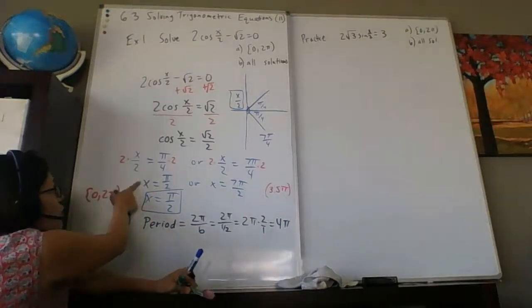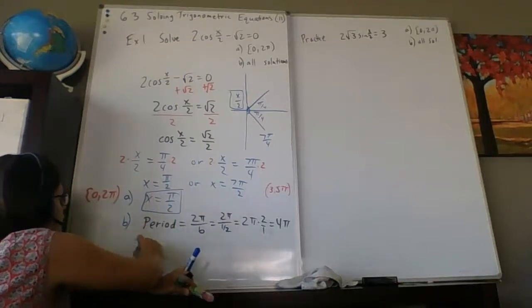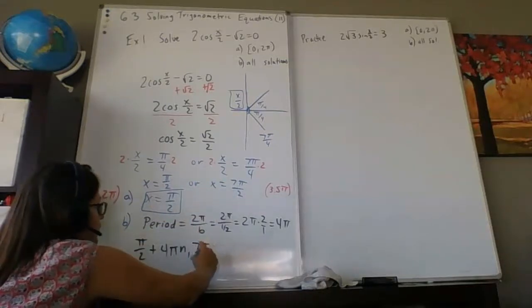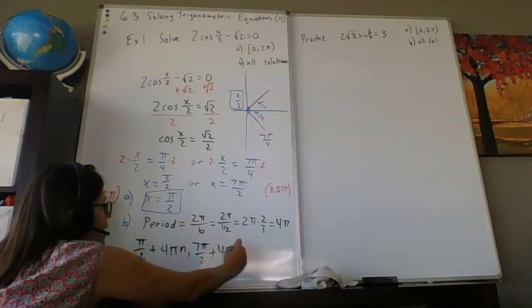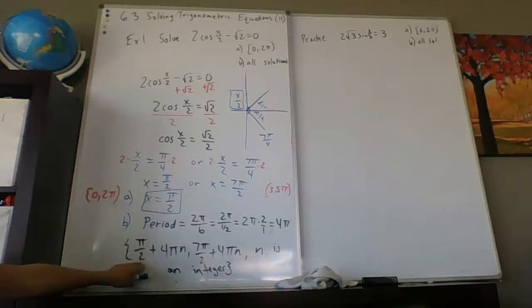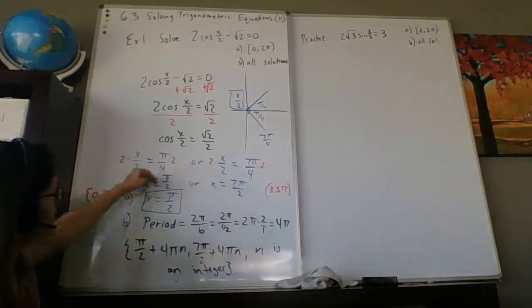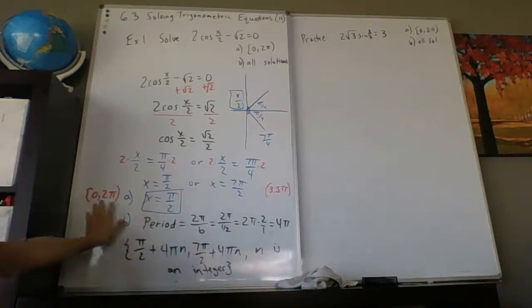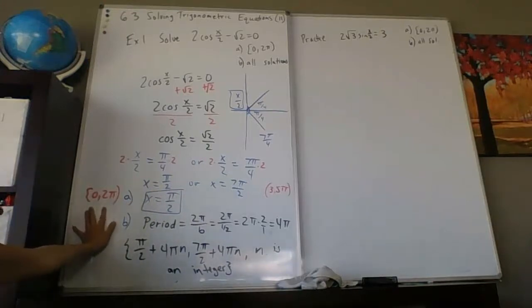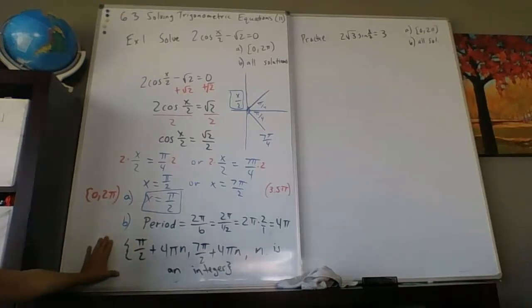We need to go back to our original solutions of pi over 2 plus 4 pi n and 7 pi over 2 plus 4 pi n, where n is an integer. Notice that pi over 2 and 7 pi over 2 are not 4 pi n away from each other. So it's imperative that we take all solutions and add the period times n. However, we don't list both of the solutions in part A because just for this one situation, we were limited to 0 to 2 pi. However, for all solutions, there is no limitation.